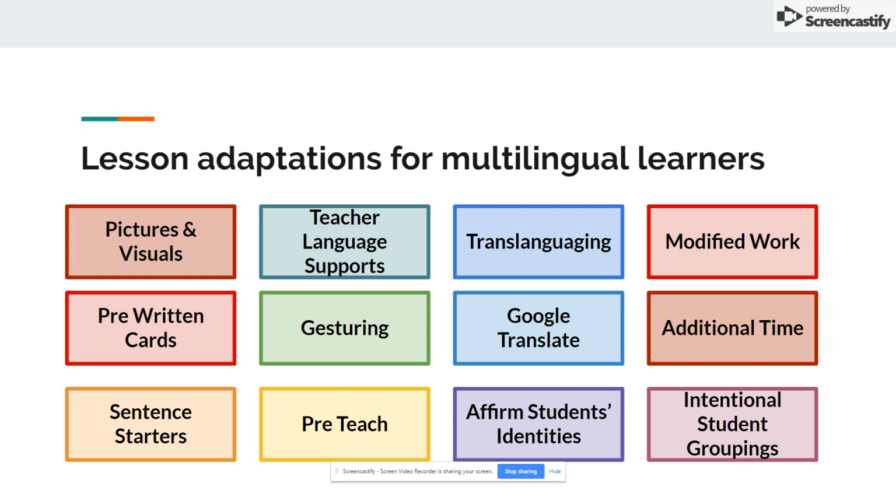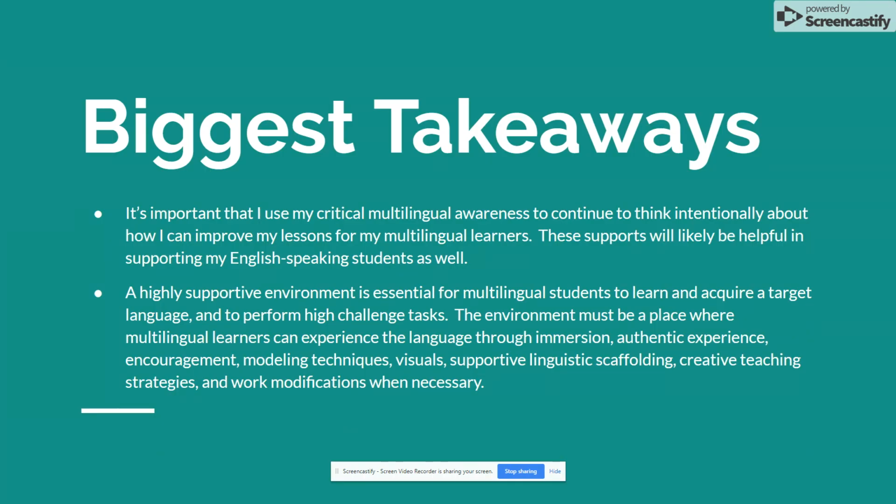I would provide my multilingual learners with extended time to accomplish tasks, such as exploring resources and then writing about what they've learned, and when necessary, accommodate them with modified work. It's important that I use my critical multilingual awareness to continue to think intentionally about how I can improve my lessons for my multilingual learners. These supports will likely be helpful in supporting my English-speaking students as well.